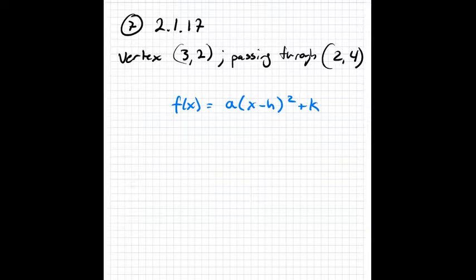Let's see, the vertex, that's our h and our k, passing through this point, so this is our x and our y. So then let's plug these components in. So our y is 4, our a is here, our x is 2, our h is 3 squared, our k is 2. Let's see who we got.